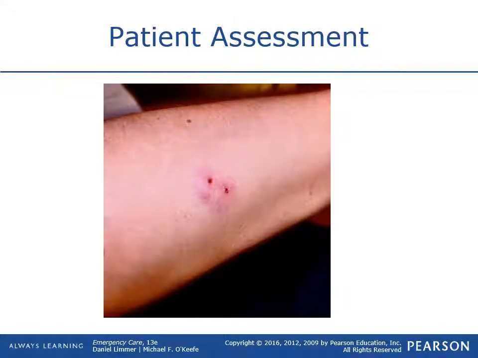So you can see here in the picture, redness, a little bit of swelling and bruising, and those typical two fang marks. One good thing to do is, where you see the redness, take out a pen or your marker and mark where it is and note the time. Then during your transport, if it starts to get more red and go out, you're easily documenting how fast it's actually spreading.